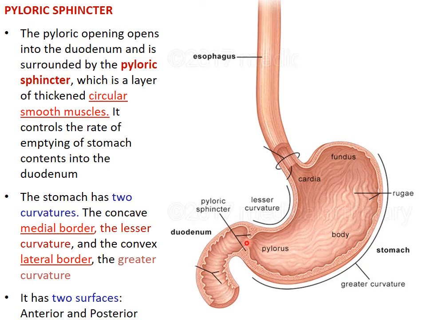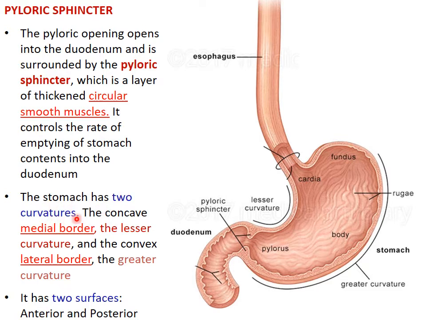So what is the role of this? When the contents are not broken down, this sphincter will close and remain closed. When it forms a paste, which is called chyme, only then will it open and allow that paste to go into the small intestine for absorption, because the small intestine doesn't have the mechanical action to break down the food. The basic purpose is to absorb the food.